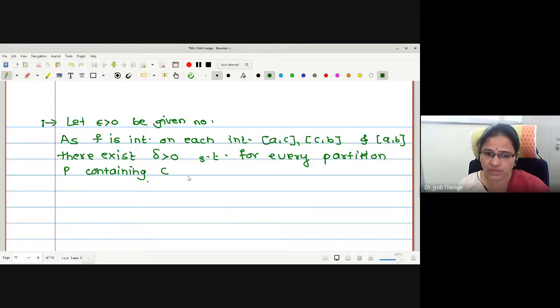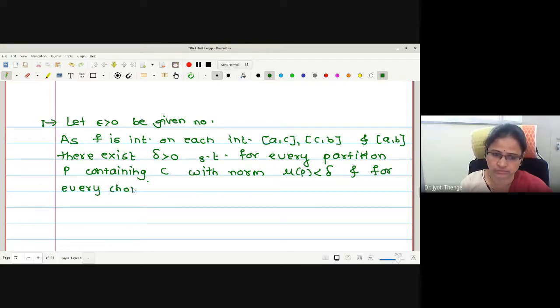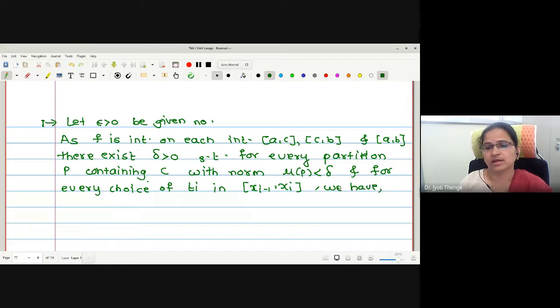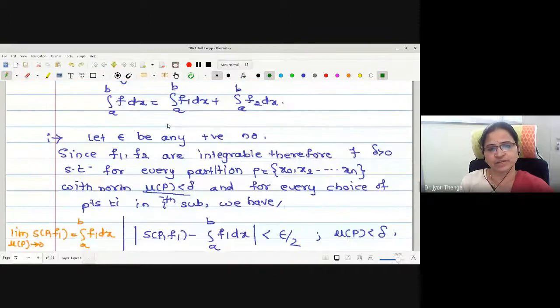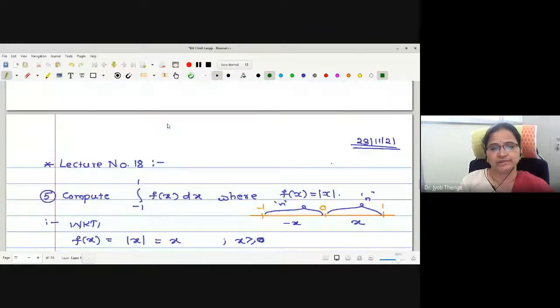containing the point C with norm of P less than delta. Why is the norm condition essential? Can anyone tell me? With norm P less than delta. Why norm P less than delta? Look at your definition. Let us just recall. In the last lecture we have studied the definition, no? Where is that definition?